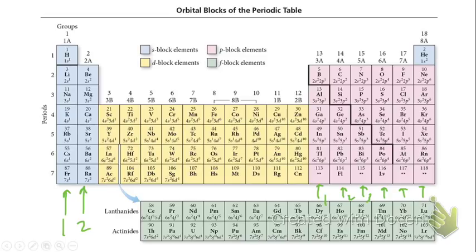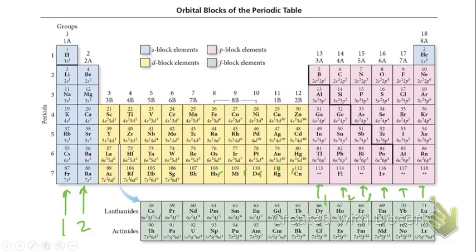And it starts over. So you have 1. So this would be S1, S2, P1, P2, P3, P4, P5, P6, and then D1, D2, D3, D4, D5, D6, D7, D8, D9, D10. It also, if you ever had a question about how many electrons are in an orbital, look at the periodic table.